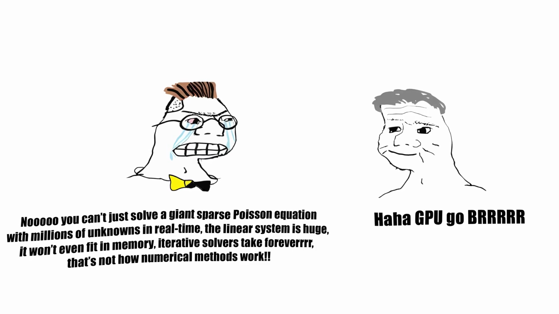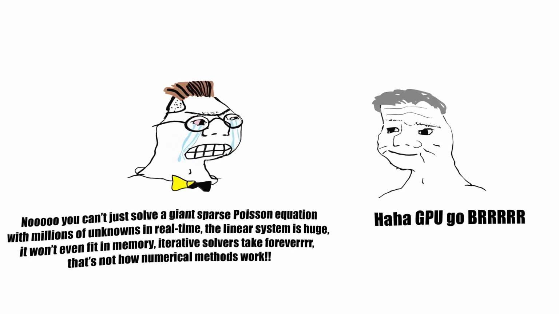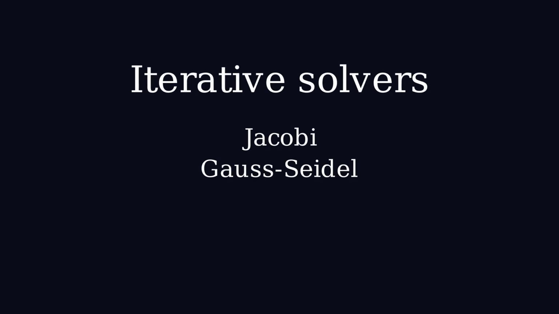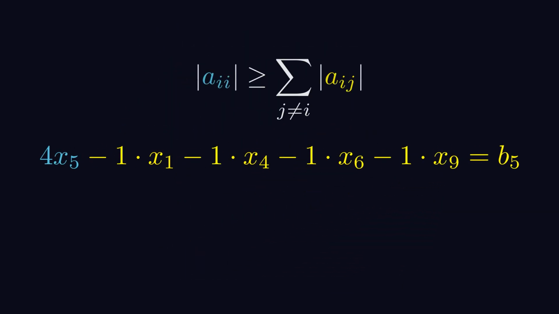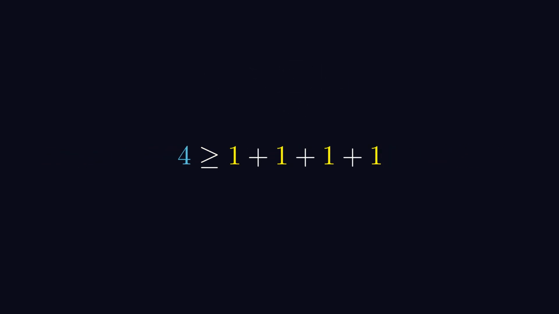We all know that GPUs go brrr, but GPUs can't directly invert huge matrices. Instead, we have to use iterative solvers like the Jacobi or Gauss-Seidel solver. These solvers work particularly well for matrices where each row's diagonal is larger than or equal to the sum of its off-diagonals. And what do you know? This is exactly the case for the Laplace operator.